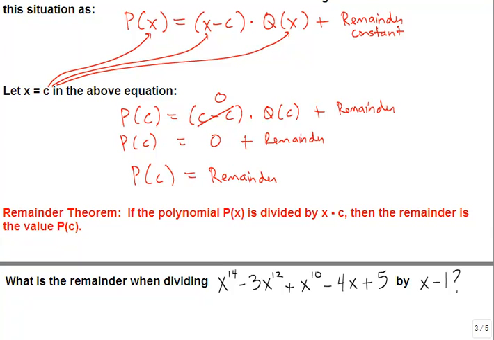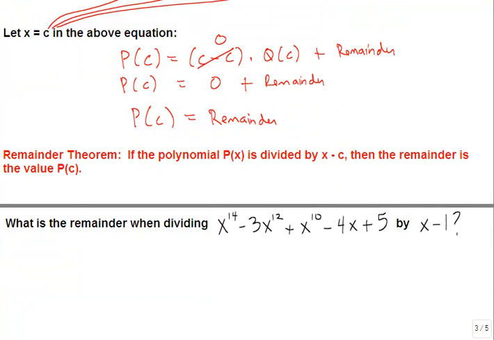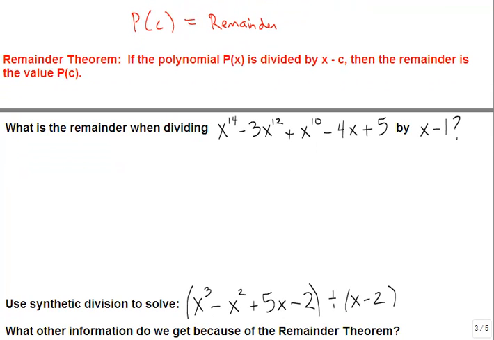So let's put this into practice so you can see what we're talking about here. We have x to the 14th minus 3x to the 12th plus x to the 10th minus 4x plus 5, and we want to divide it by x minus 1. But all I want to know is what the remainder is. Now think about how you could do that. If we didn't know about this remainder theorem, then in order to find the remainder, you would have to do long division or synthetic division on this problem.